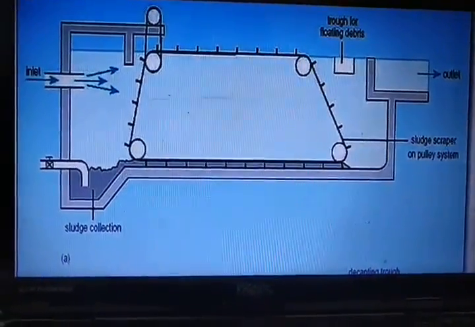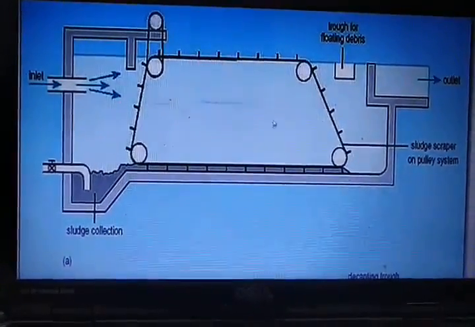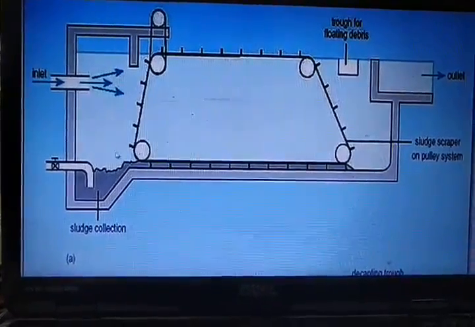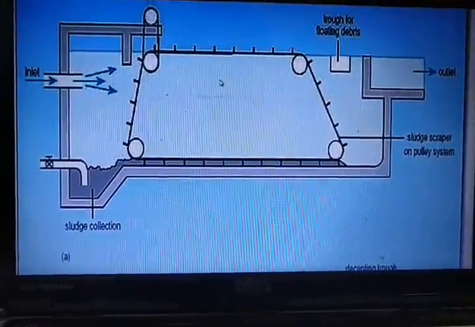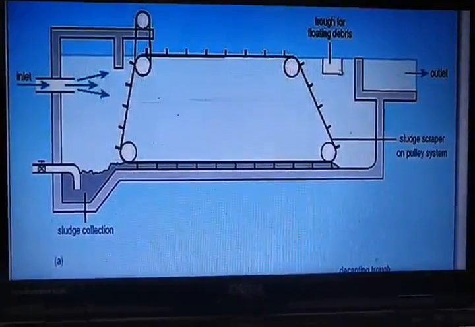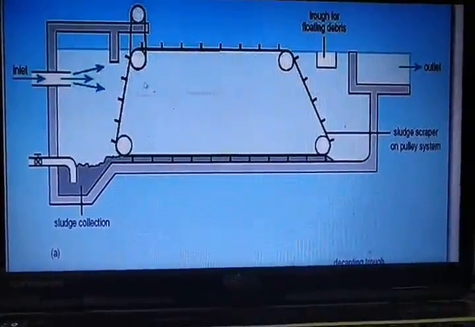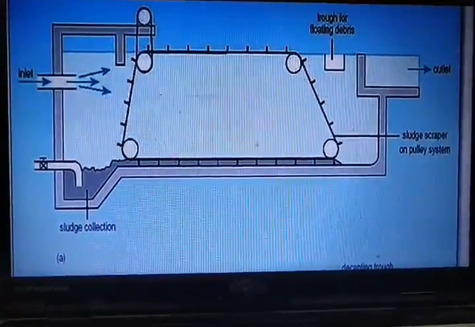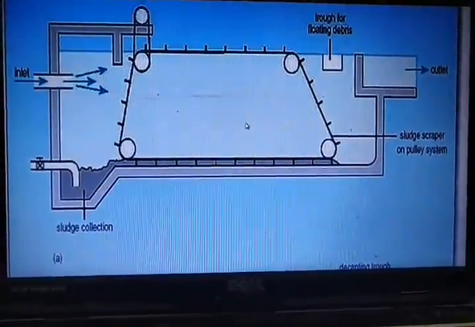This is one more diagram which shows the sludge scraper mechanism, which will allow the sludge to collect in this area. This is the inlet zone, this is the trough for removing the floating debris from the sedimentation tank, and this is the outlet. And this, you can see, is the scraper mechanism, which keeps on rotating at low RPMs at the bottom of the tank and scrapes the sludge.